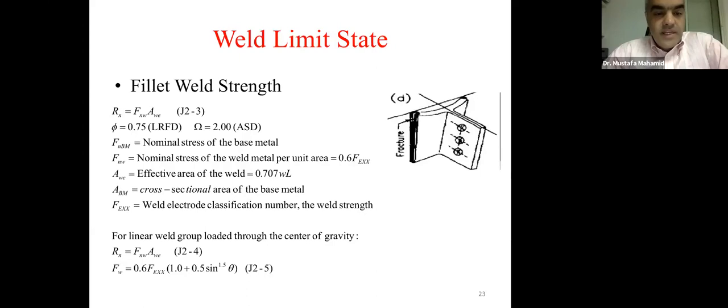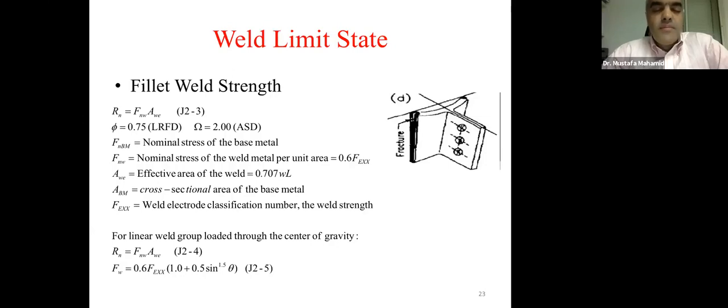Okay, now for a linear weld group loaded through the center of gravity, the capacity can be calculated using equation J2-4, which is FNW times the effective weld area, and FNW is 0.6 times FEXX times, in parentheses, 1 plus 0.5 sine theta to the power 1.5. That's equation J2-5. Now, of course, as you can see from the equation, theta is the angle between the applied load and the weld line.